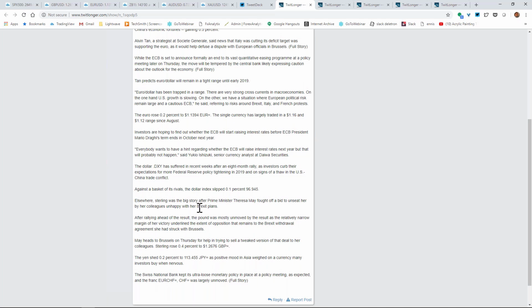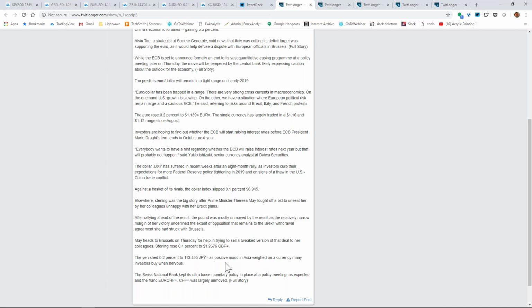Elsewhere, sterling was a big story after May fought off a bid to unseat her by her colleagues. After rallying ahead of the result, the pound was mostly unmoved by the result as the relatively narrow margin of victory underlined the extent of the opposition. May heads to Brussels on Thursday for help in trying to sell a tweaked version of the deal to her colleagues. The yen shed 0.2 to 13.46 as a positive mood in Asia weighed on the currency.